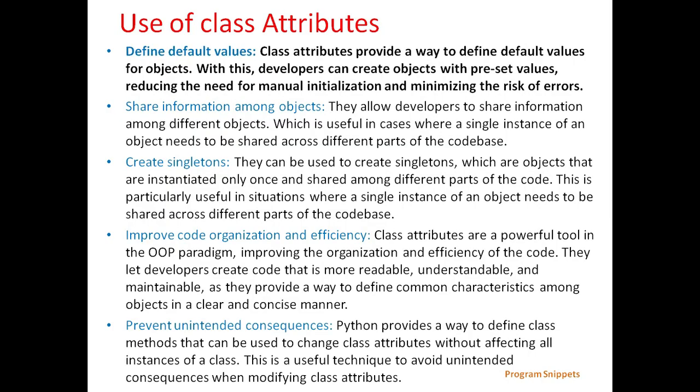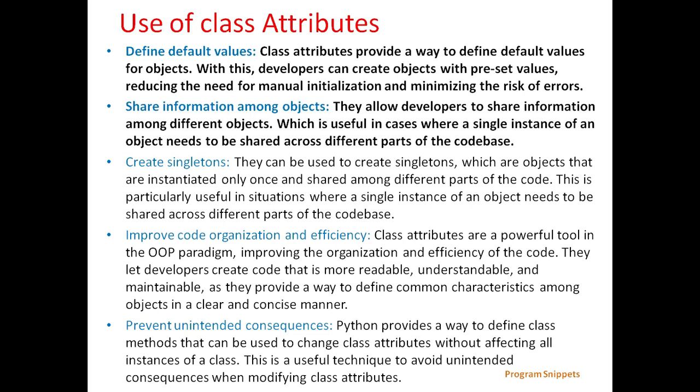It is used to define the default values. Class attributes provide a way to define default values for objects. With this, developers can create objects with preset values, reducing the need for manual initialization and minimizing the risk of errors. Class attributes allow developers to share information among different objects, which is useful in cases where a single instance of an object needs to be shared across different parts of a code base.